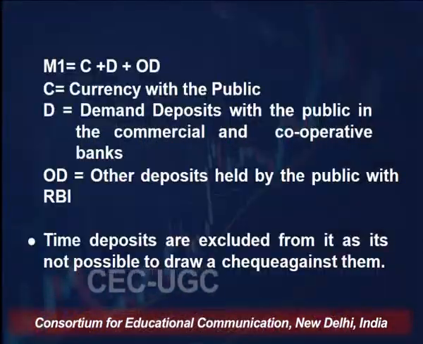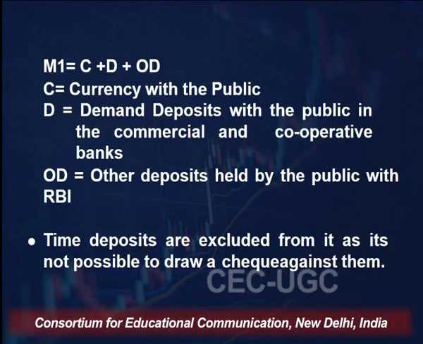And formula wise, you can say that M1 is equal to C plus D plus OD. So what is C here? C is the currency with the public, D stands for demand deposits with the public, that may be with the commercial banks or cooperative banks, and OD means other deposits held by the public or the Reserve Bank. And time deposits are excluded from it, as it's not possible to draw a check against them.